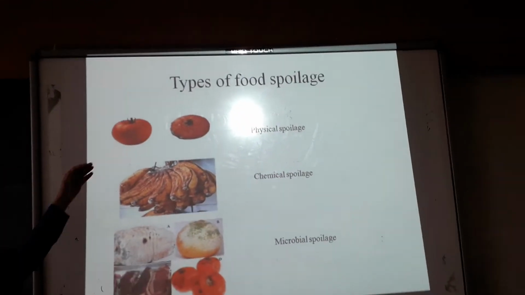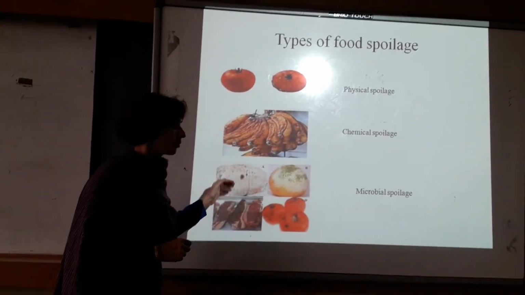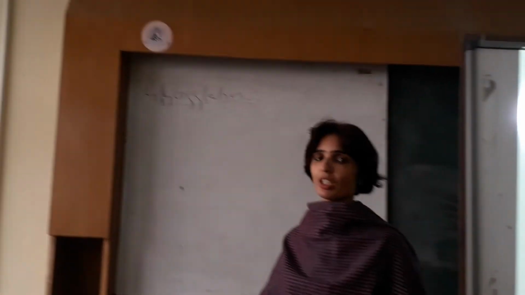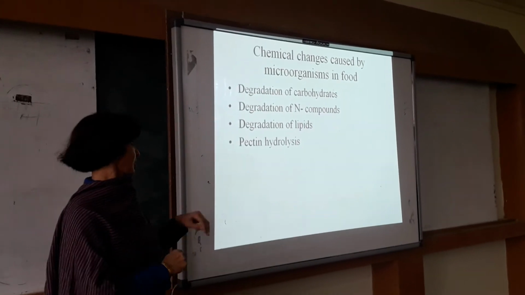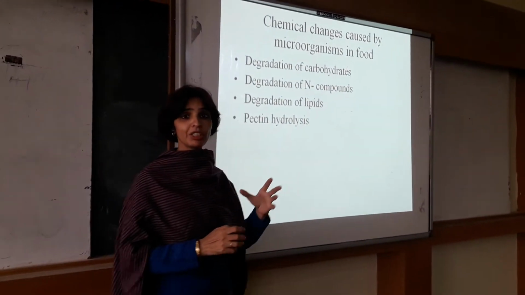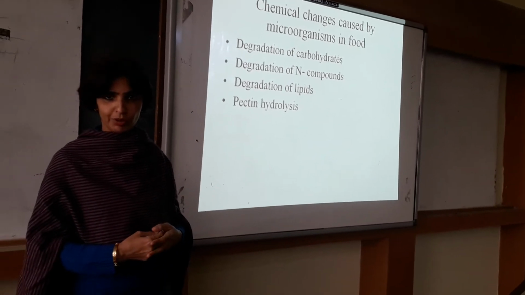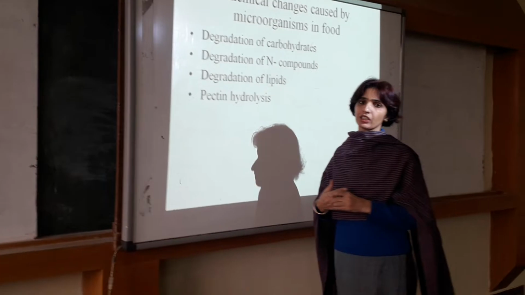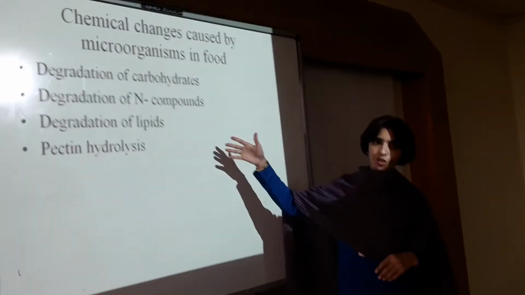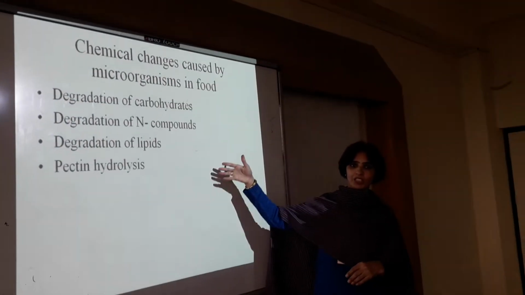So these are the physical changes, chemical changes and the microbial changes which take place in a particular food stuff. Now when we are dealing with these chemical changes, like the brown coloration of a banana, you can say. At that time, the main thing which comes to our mind is what are the chemical changes which are taking place inside the food stuff.